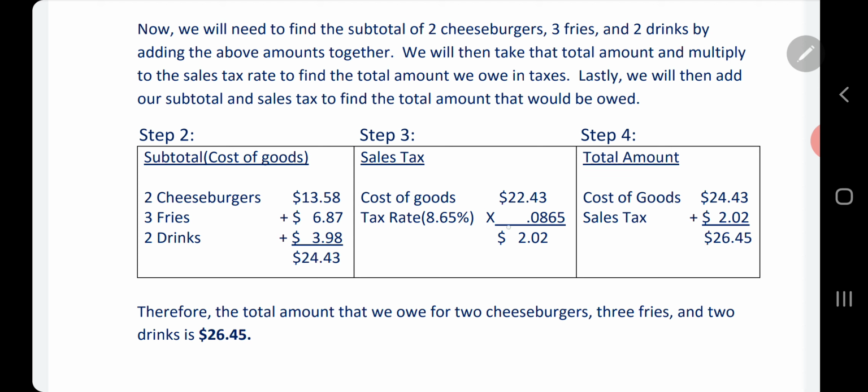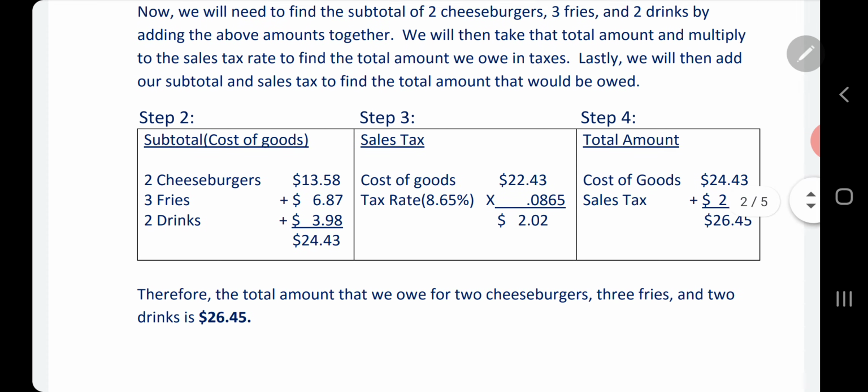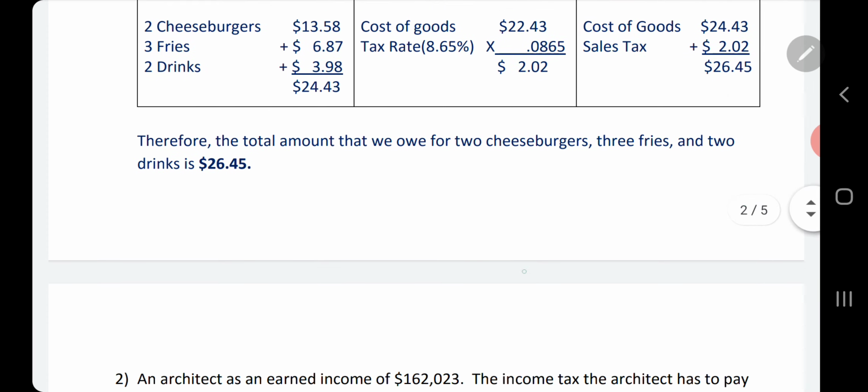Well, to finish our question, they asked for the total amount of the goods plus the sales tax. So we'll just add those two numbers together. So the cost of our goods, $24.43, plus our sales tax of $2.02, and we get $26.45. That'll be the total cost of the items with the sales tax. That's what we will be paying at the register.